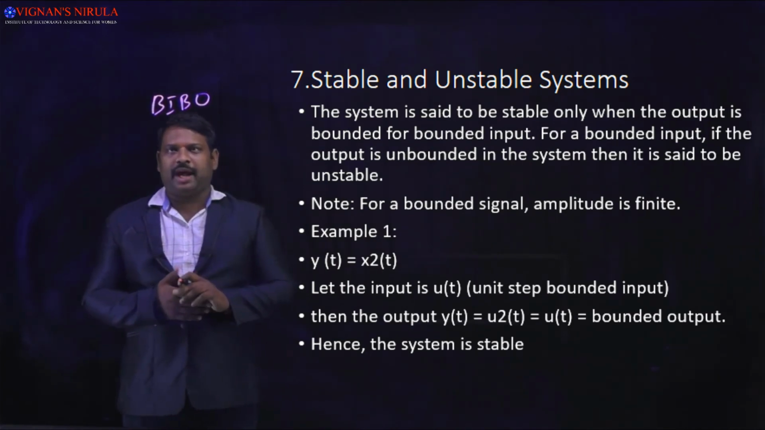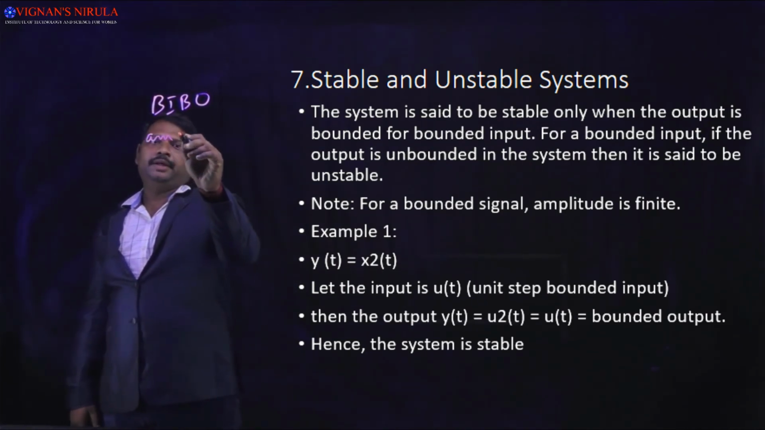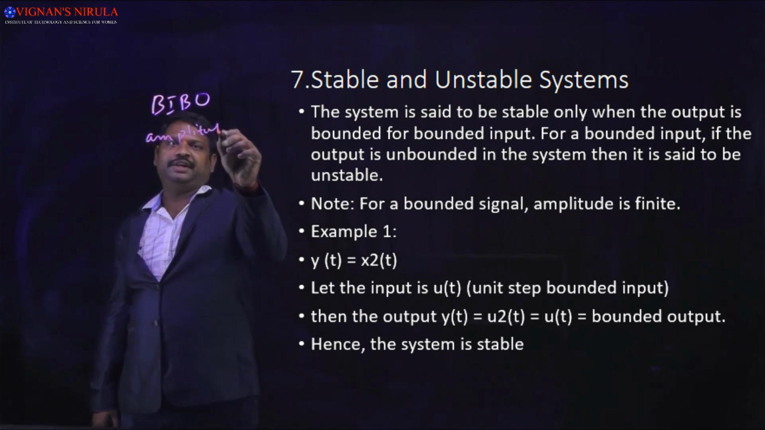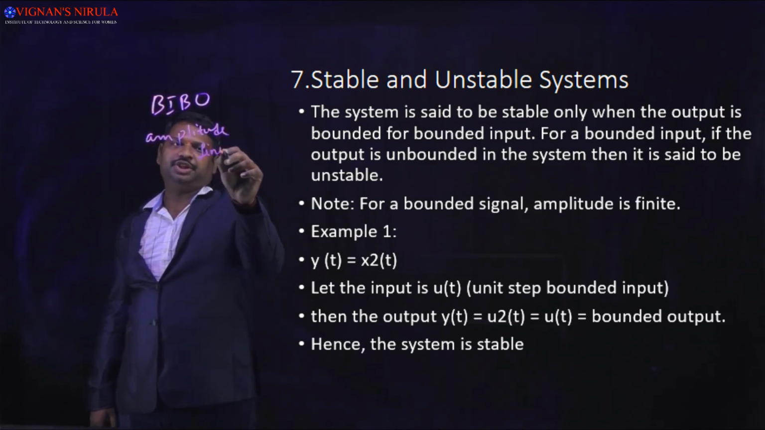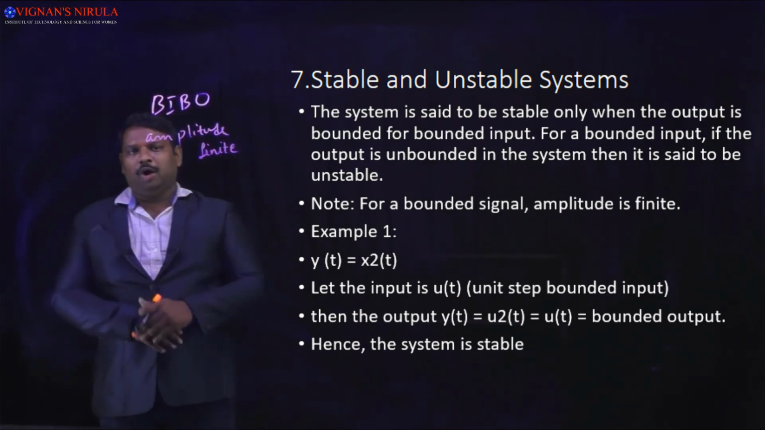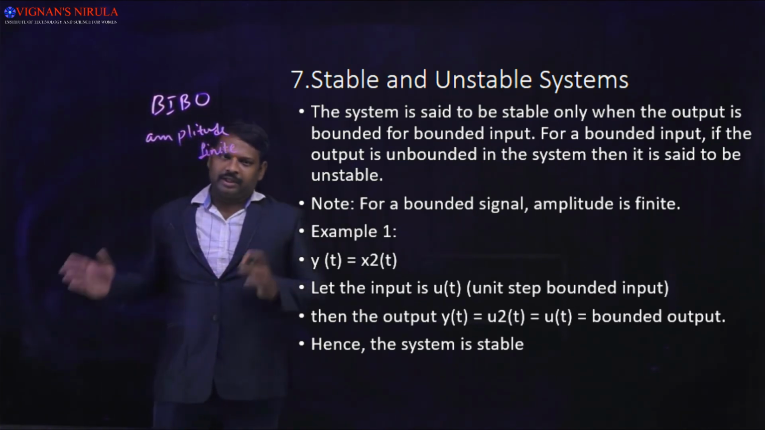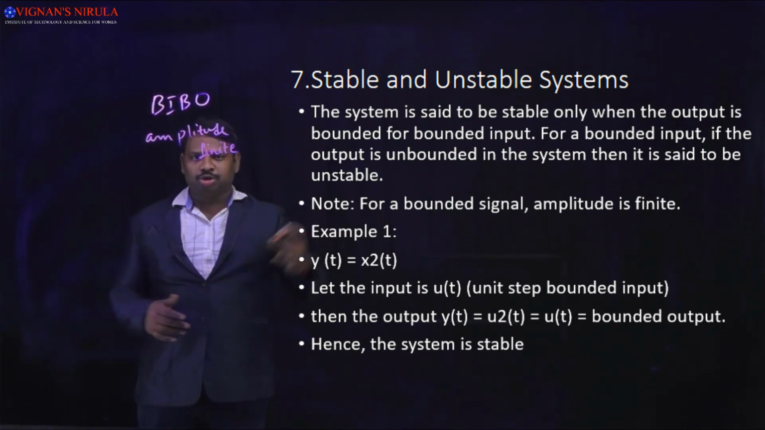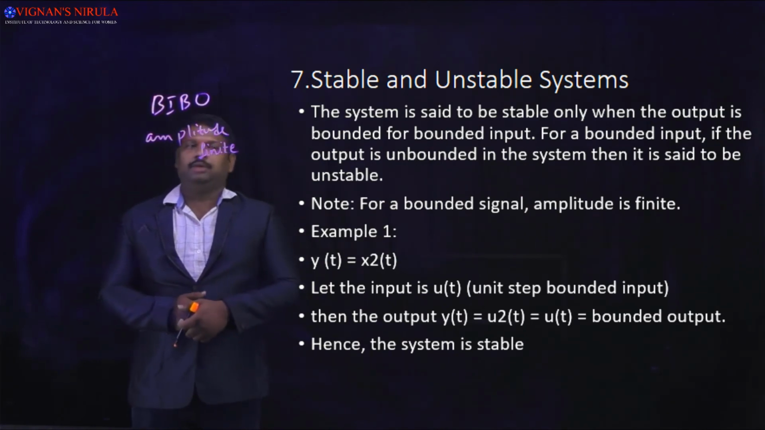Bounded signal means the amplitude should be finite. The amplitude should always be finite. It should never go to infinity. Always, for all the values of t, the amplitude should be finite. If it goes to infinity, then it is called an unbounded input.